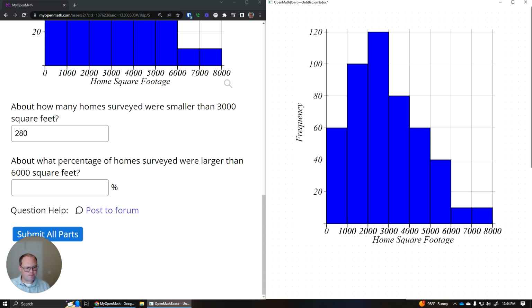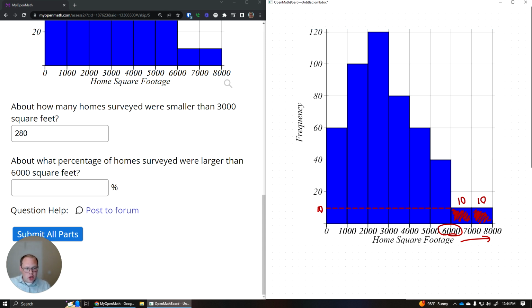Okay? Now we're interested in the homes that are larger than 6,000 square feet. So here's 6,000, we want larger. So we want this bar and this bar. So those are the bars we're counting. They look to be the same height, and if we look over here, they're right in between 0 and 20. Okay? So it looks to be about 10. So that's what we're going to use. So both of these bars are 10.